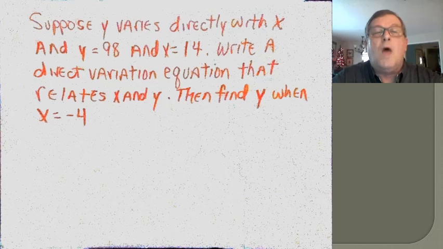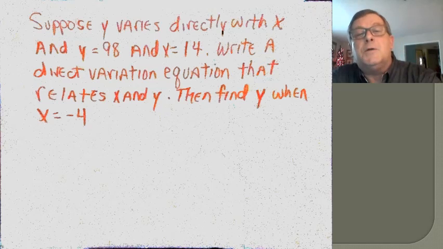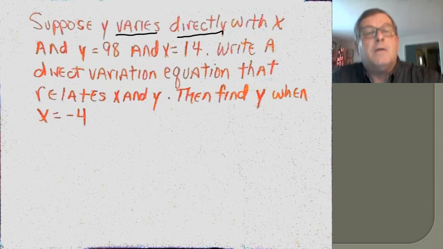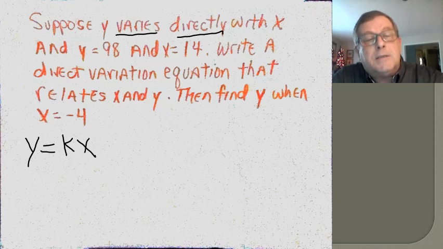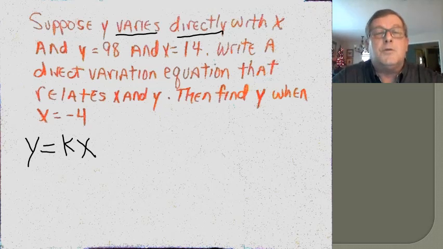It says, suppose y varies directly with x. Now, what are you supposed to do when you see these words right here? Varies directly. Just go ahead and write y equals kx. Seriously, just write y equals kx. Now let's go on. Suppose y varies directly with x. We've got our equation, y equals kx written down.